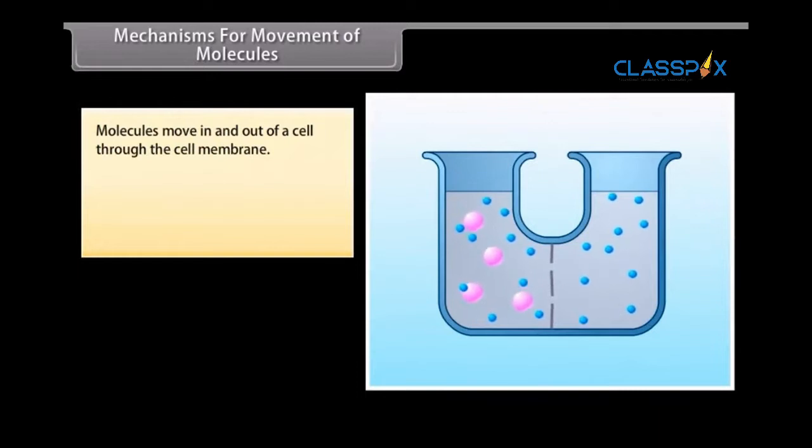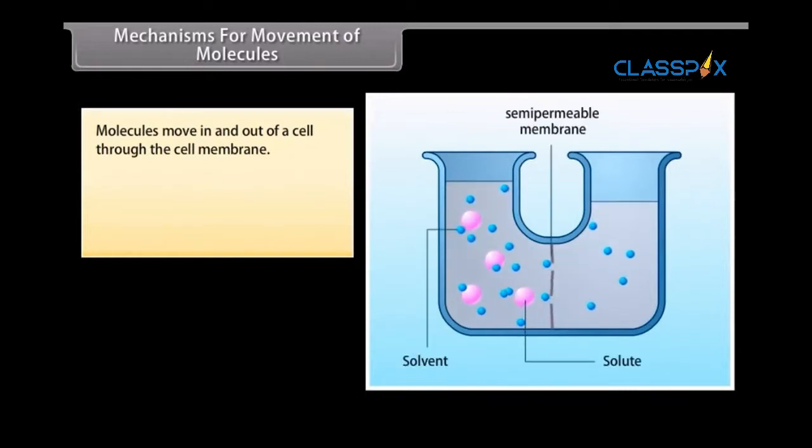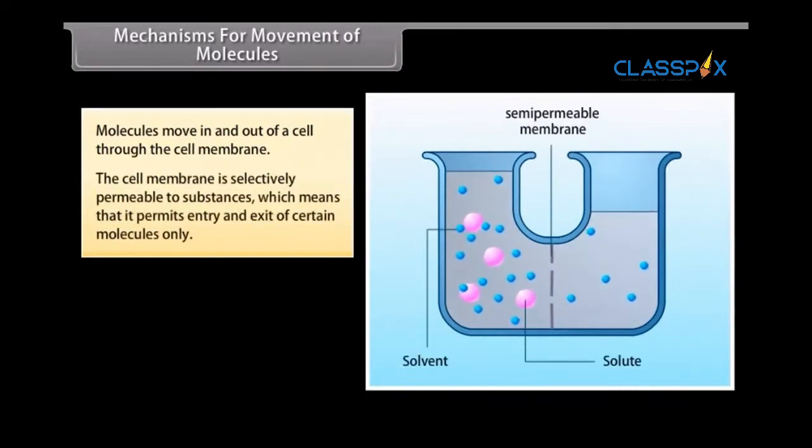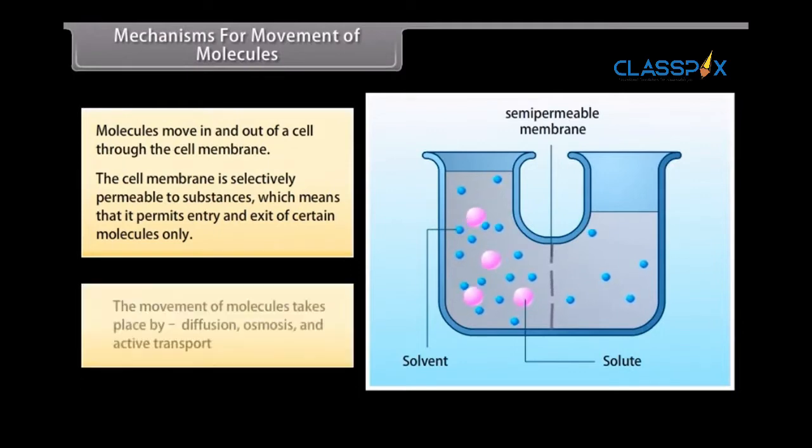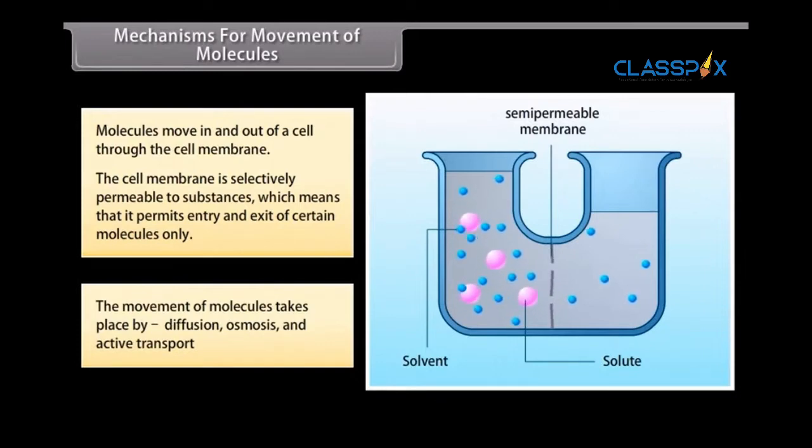Mechanisms for movement of molecules. Molecules move in and out of a cell through the cell membrane. The cell membrane is selectively permeable to substances, which means that it permits entry and exit of certain molecules only. The movement of molecules takes place by diffusion, osmosis, and active transport.